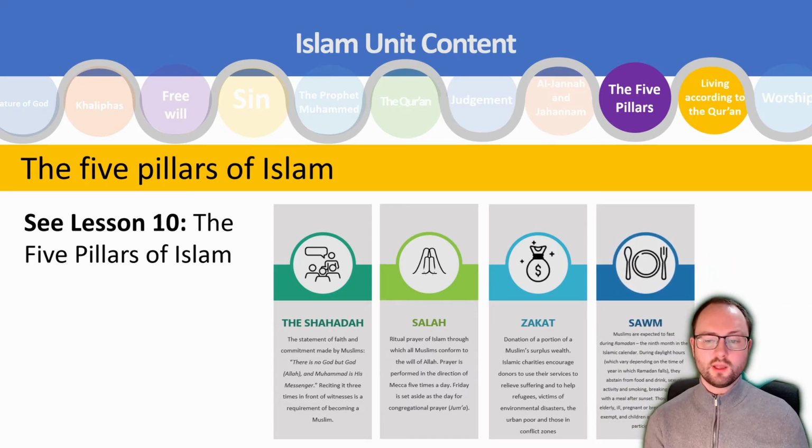Then Sawm. Sawm is the pillar that means to fast. And Muslims fast at all different times of the year, but particularly in the 9th month of the Islamic calendar, which is the month of Ramadan. And during that month, they will fast all through the daylight hours from food and water. And then during the evening, when the sun goes down, they're allowed to eat and drink together. So they often do that before bedtime.